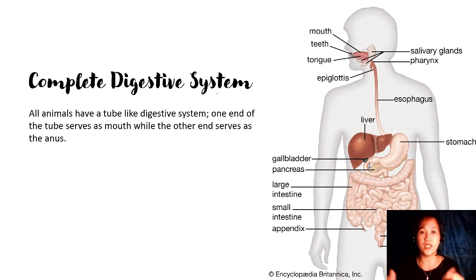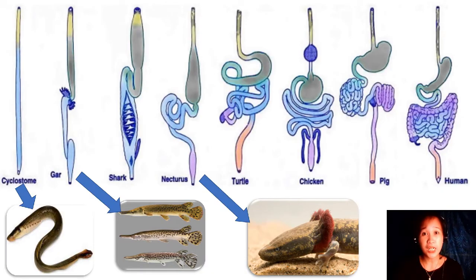Outside of this tube are attached some accessory organs like the liver, the gallbladder, and the pancreas, which also help in the digestion of food. We will know what the functions of those accessory organs are. The picture shows a comparison of the digestive system of different representative species of animals. So we have the cyclostome, eel-like structure, the gar, the necturus, shark. Kilala nyo man na guro ko ano ang shark.